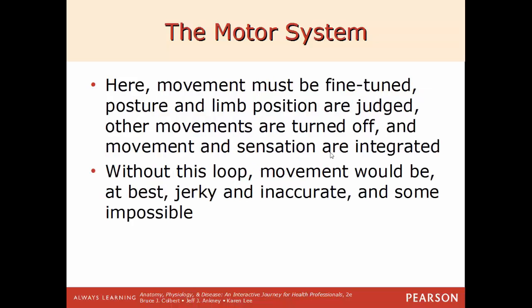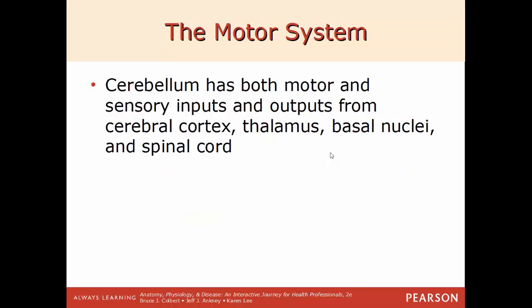So here, movements must be fine-tuned. Posture and limb position have to be judged, and other movements have to be turned off, and movement and sensation are integrated. Without this loop, movement would be very uncoordinated, very inaccurate, very jerky, and most likely impossible. The cerebellum has both motor and sensory inputs and outputs from the cerebral cortex and the thalamus and the basal nuclei and the spinal cord.